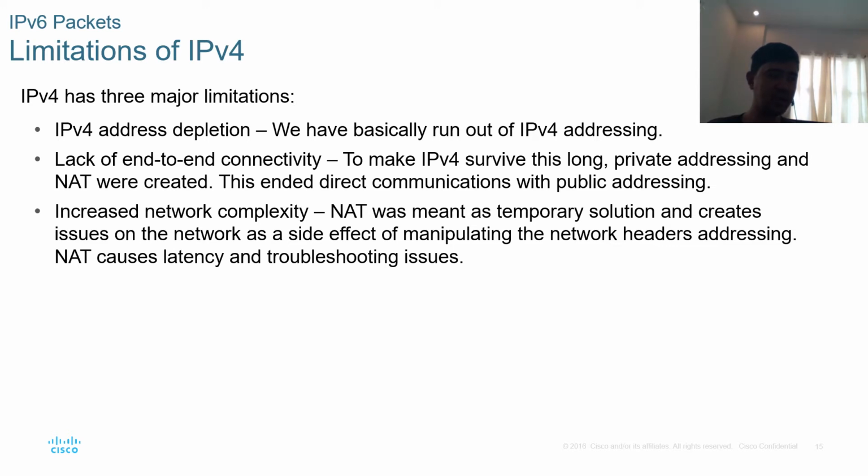IP version 6 has more combinations, around an undecillion. IP version 4 only has billions, so there's trillion, gazillion. Not sure about the gazillion, but undecillion, that's how many IP version 6 has. That's the main reason why they came up with IP version 6.